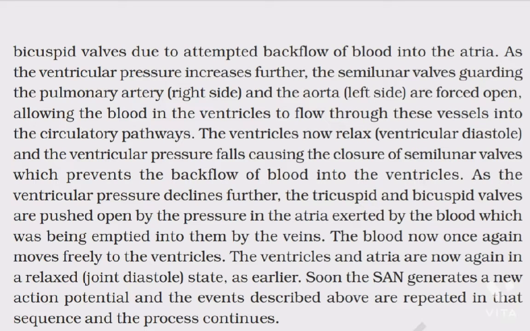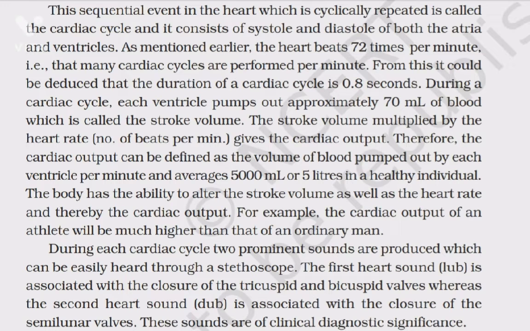Soon the SAN generates a new action potential and the events described above are repeated in the sequence and the process continues. This sequential event in the heart, which is cyclically repeated, is called the cardiac cycle, and it consists of systole and diastole of both the atria and ventricles. As mentioned earlier, the heart beats 72 times per minute. That is, that many cardiac cycles are performed per minute. From this, it could be deduced that the duration of a cardiac cycle is 0.8 seconds.